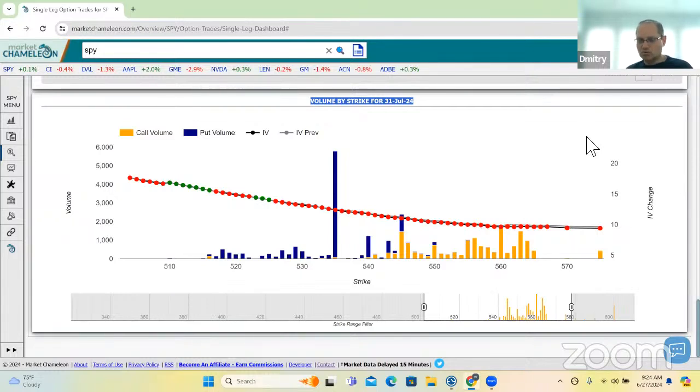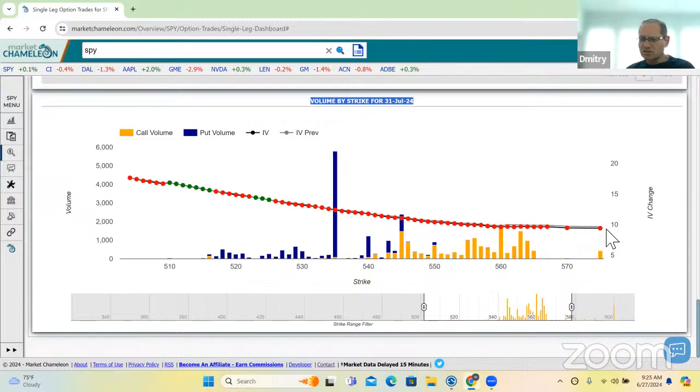pressure around those strikes. Okay, so you guys see how this is sloping down, right? Starting from the 530 strike going up, implied volatility is sloping down. And based on yesterday's trading versus the previous day, it continued to slope lower, right? It came in even more than the previous day.